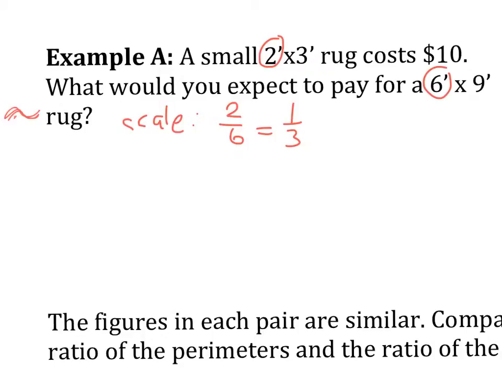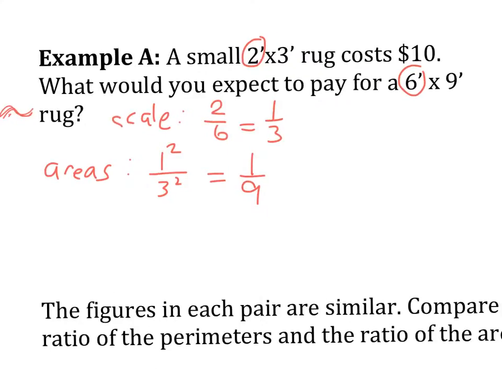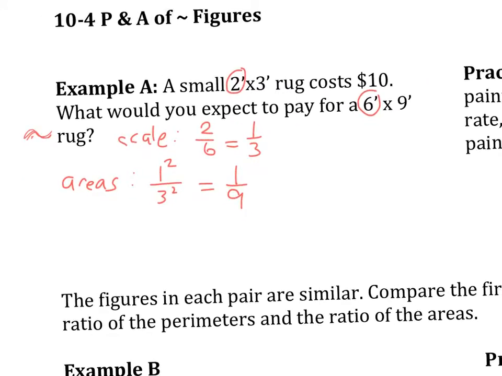1/3. So what does that mean about their areas? What it means about the areas is that they are 1 squared compared to 3 squared, and that goes to 1 over 9. So practically speaking, what does that mean? That means that if I take 9 of the smaller rugs and sewed them together, I would get 1 of the bigger rugs. 9 of the smaller equals 1 of the bigger, sorry.